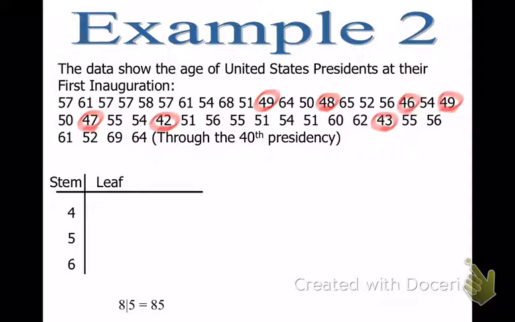All right, so let's go ahead and put these all in order from smallest to biggest. 42 is the smallest one. The next biggest one is 43. Then we have a 46, a 47, a 48, and 2 49s.